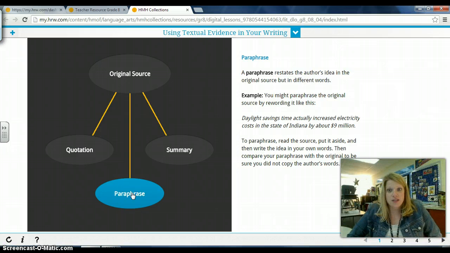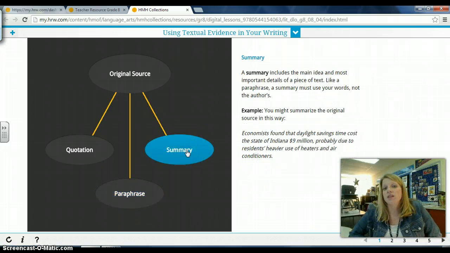Next is paraphrase. A paraphrase restates the author's idea in the original source, but in different words. There's the key. You would not put quotation marks around it because these are going to be your own words. However, the original thoughts were not from your head, so you still have to cite your source where they came from. Here's an example on the screen. It says daylight savings time actually increased electricity costs in the state of Indiana by about $9 million. That would have been my own words, where I do not put quotes around it, but I would still have to cite my source because it didn't come from my head.